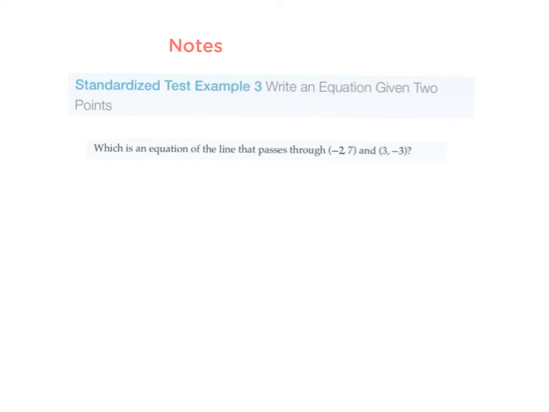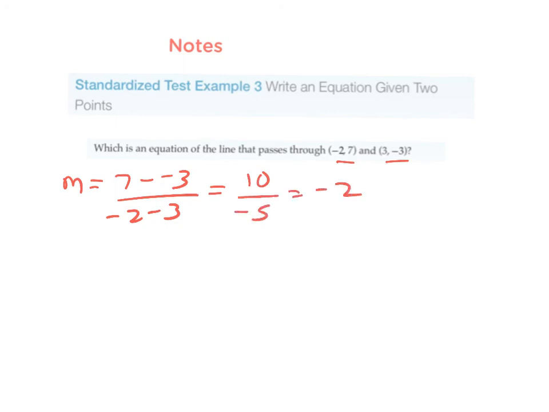All right, in this particular problem, we're going to write an equation, and they give us 2 points. So we can use the point slope, but we still need the slope. And so I'm going to go ahead and find the slope. Slope is always needed when you're writing an equation. So I'm going to go 7 minus a -3. I'm going to go -2 minus 3. And this will give us 10 over -5, which reduces to -2. Now we know slope. I can pick one of the points. So I'm just going to pick the first one.